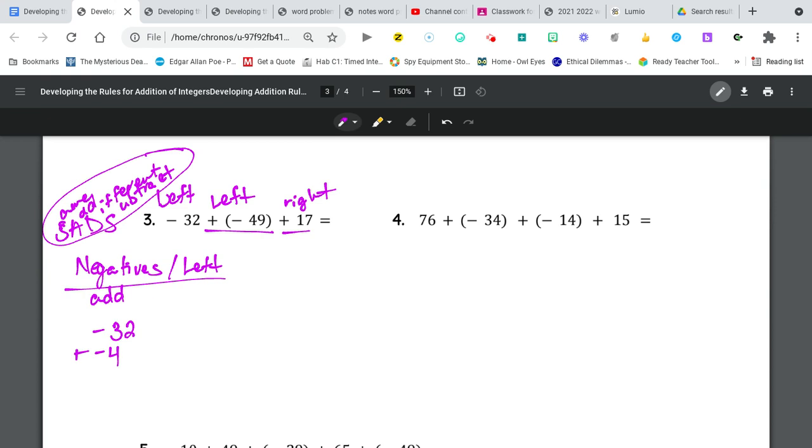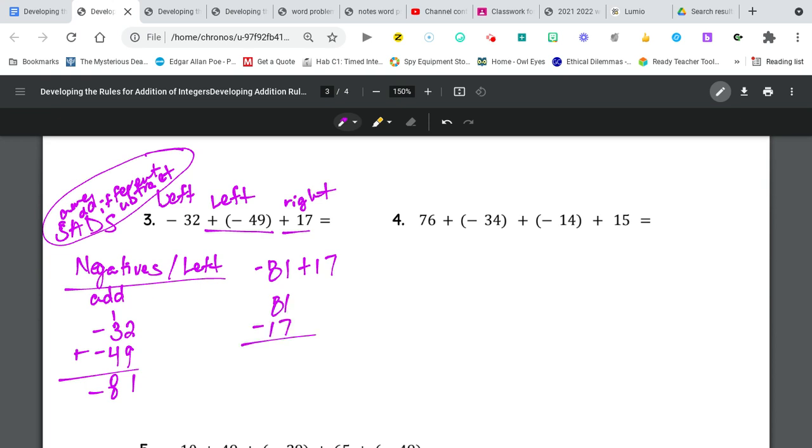Negative 32 added to negative 49. 2 plus 9 is 11. Regroup there, carry. That's going to give us 81, but it's negative. And then I have 17 to the right. So negative 81 plus 17. Since those are different, I'm going to subtract. So I'm going to take 81 and subtract 17.